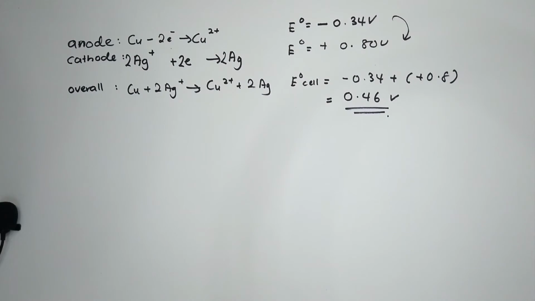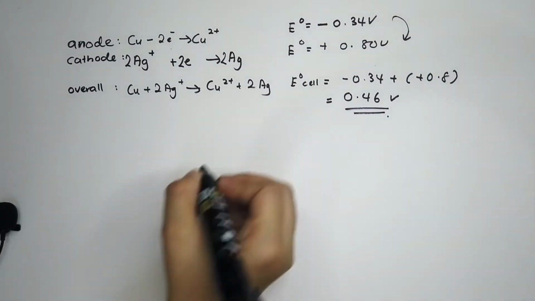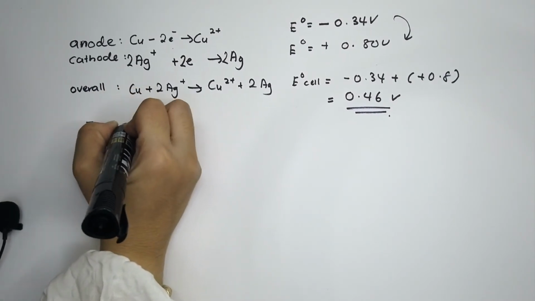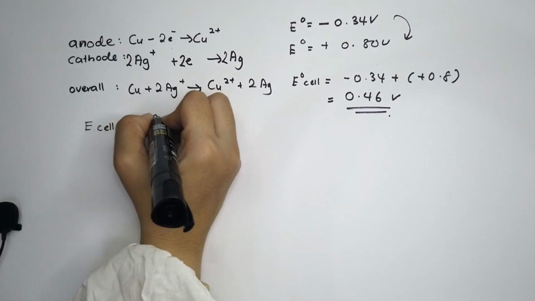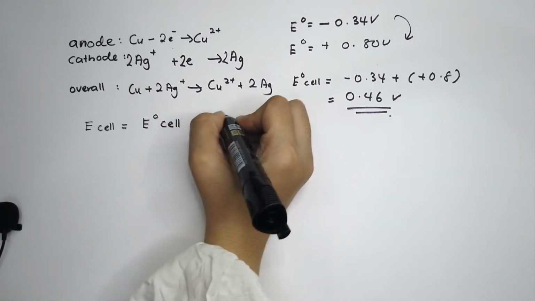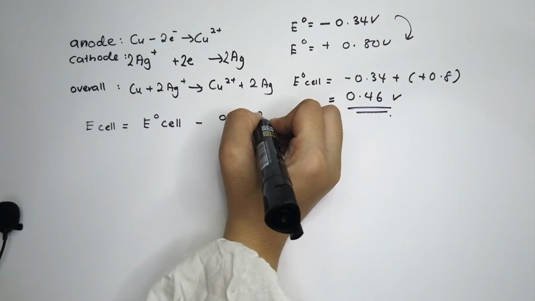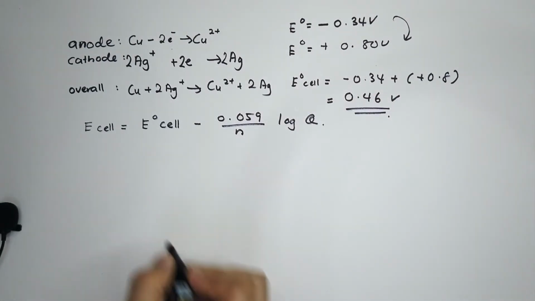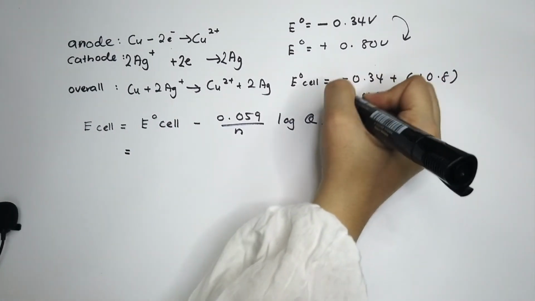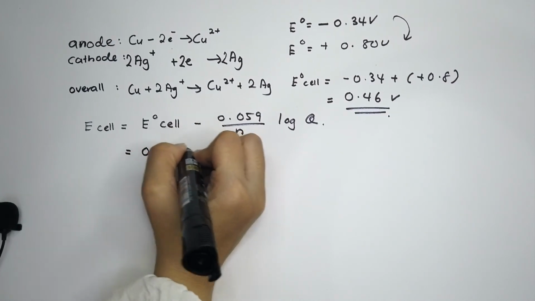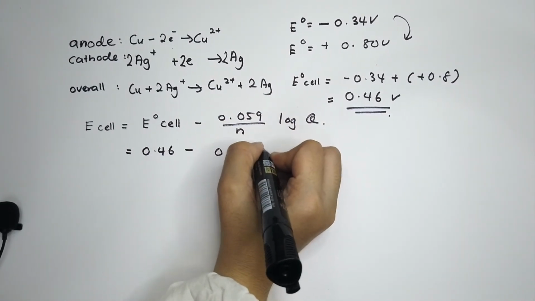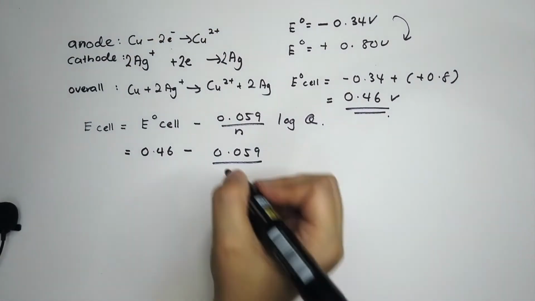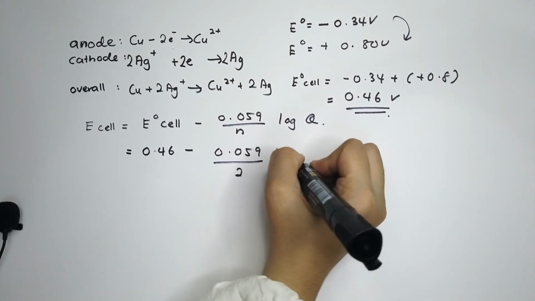Alright. So the question needs you to calculate the Ecell, not the E°cell, right? So the Ecell is actually equivalent to the E°cell minus 0.059 divided by n log Q. So for your E°cell, you already calculated 0.46 volt. So 0.059 divided by n. What is your n? The number of electrons being used in this reaction, which is equivalent to 2. Log Q.